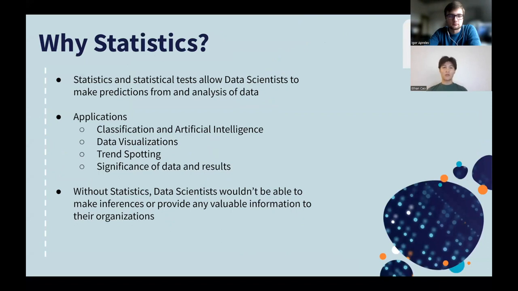So why would you want to use statistics for data science? Well, statistics and statistical tests allow data scientists to make predictions from an analysis of data. And this has many applications in many fields of data science, including classification, artificial intelligence, data visualizations, trend spotting, and telling if data and results are significant. Without statistics, most data scientists wouldn't be able to make any inferences or provide any valuable information to their companies or organizations. There would be no point of data science if they couldn't use statistics to make inferences from the data.